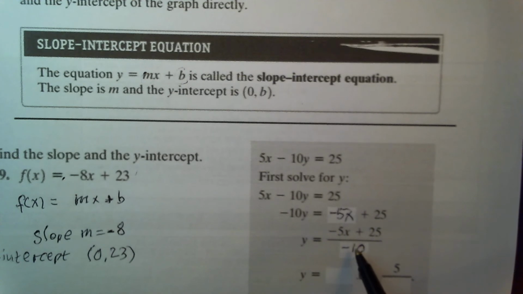And minus 5 divided by minus 10 is positive 1/2. So 1/2 x minus 5 divided by 2. So the slope is equal to 1/2, and the y-intercept is equal to 0, minus 5/2.